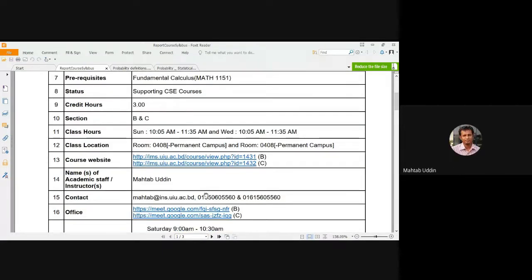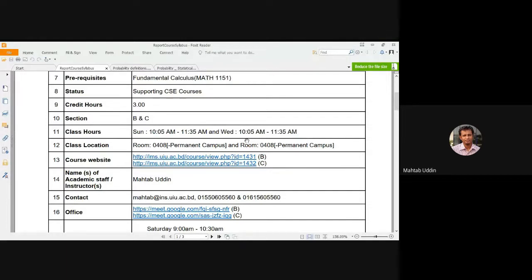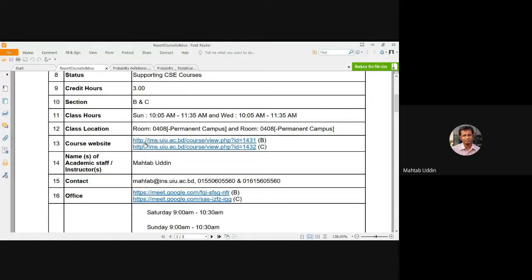Look at this. This is the time slot of section B and section C here. Ignore this. This is the class link for section B, and this is the class link for section C. That is, if you miss your section, you can attend the class in section B also. Sorry, this is the ELMS website, and these are the class links.